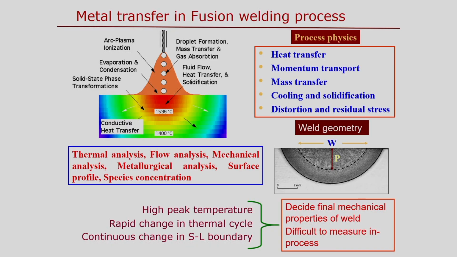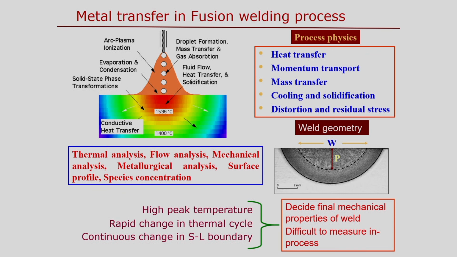If we categorize the physics involved in general, heat transfer is involved, and momentum transfer, because of which the molten material flows within the small whirlpool. Then mass transfer because of the molten metal droplet from the consumable electrode. Then definitely cooling and solidification is also associated, and finally it generates some amount of distortion or residual stresses. All these elements are associated with the process physics in the welding process. Now, what are the different analyses we can do?